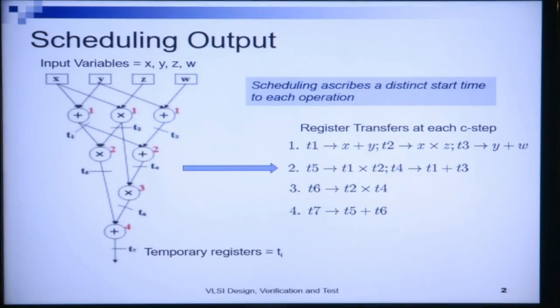And what we have is a set of register transfers. The set of register transfers here are T1 equals x plus y in the first time step, T2 equals x into z in the first time step. Similarly, we have different register transfers at each time step at the output of the scheduling step.